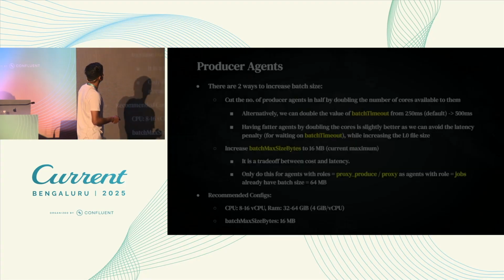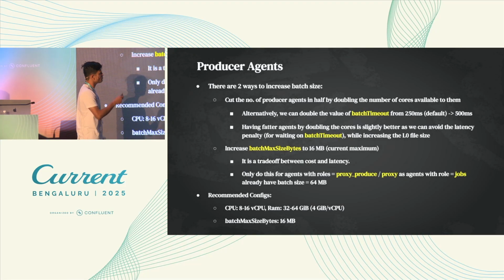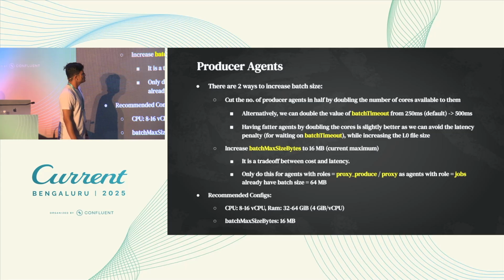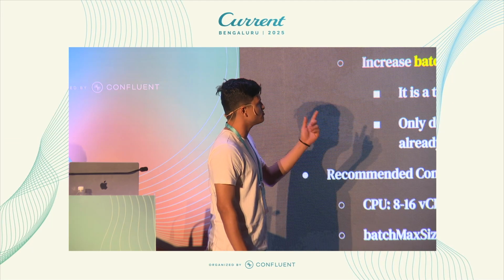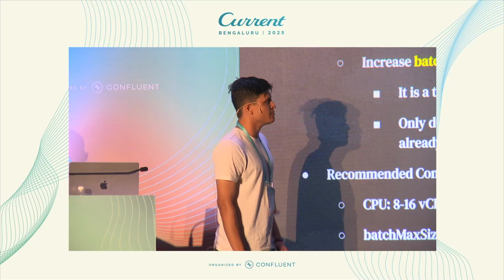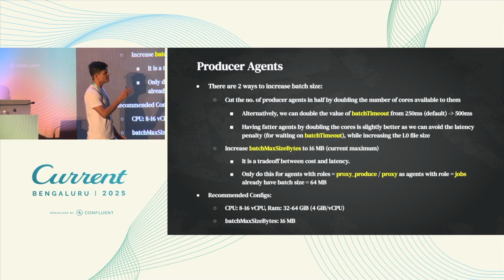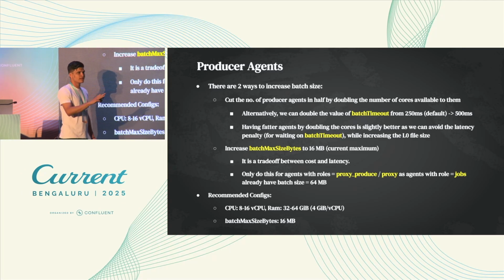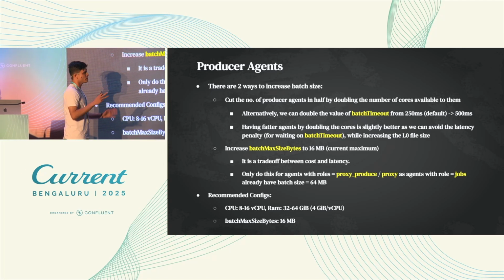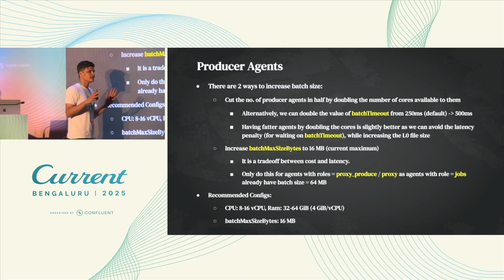So how do we control this? There are two ways. First is batch timeout, which is 250 milliseconds by default. And second is batch max size bytes. It is recommended that we use batch max size bytes instead of batch timeout because otherwise every time, there is a guarantee that you'll have to wait 500 milliseconds, because during the write path, you'll have to wait for the batch to get accumulated in those 500 milliseconds.